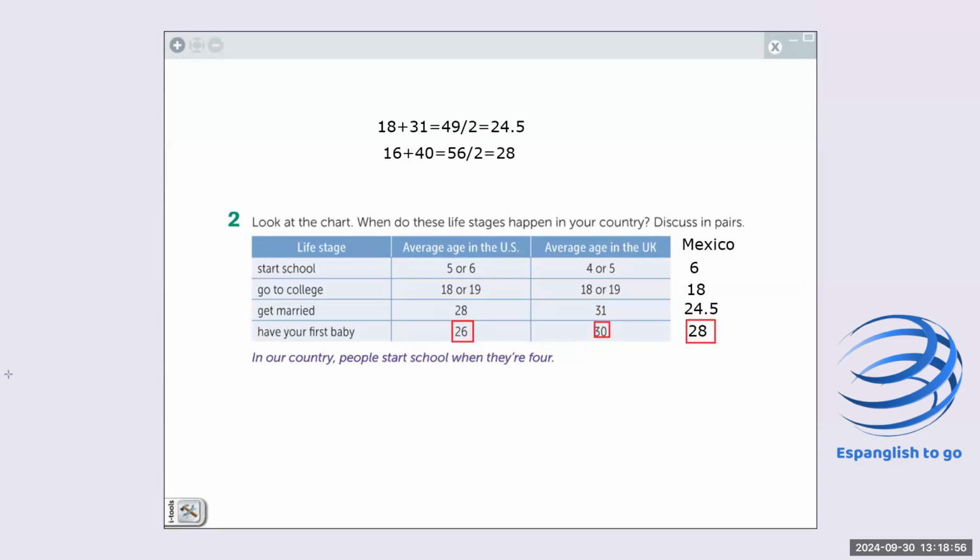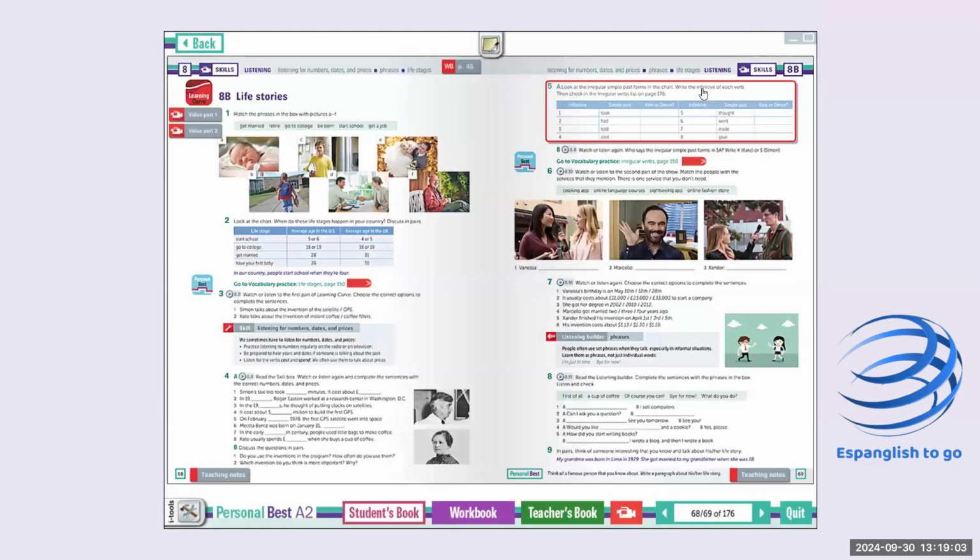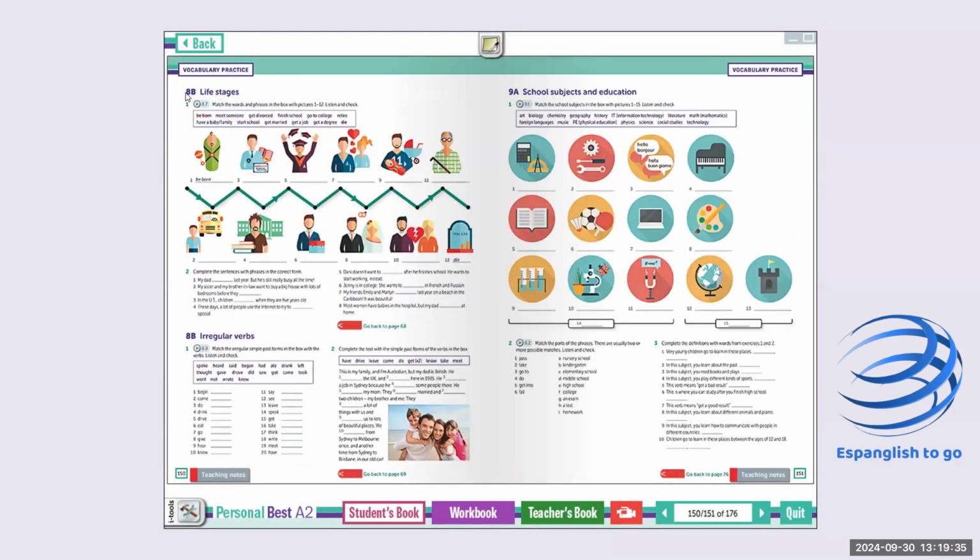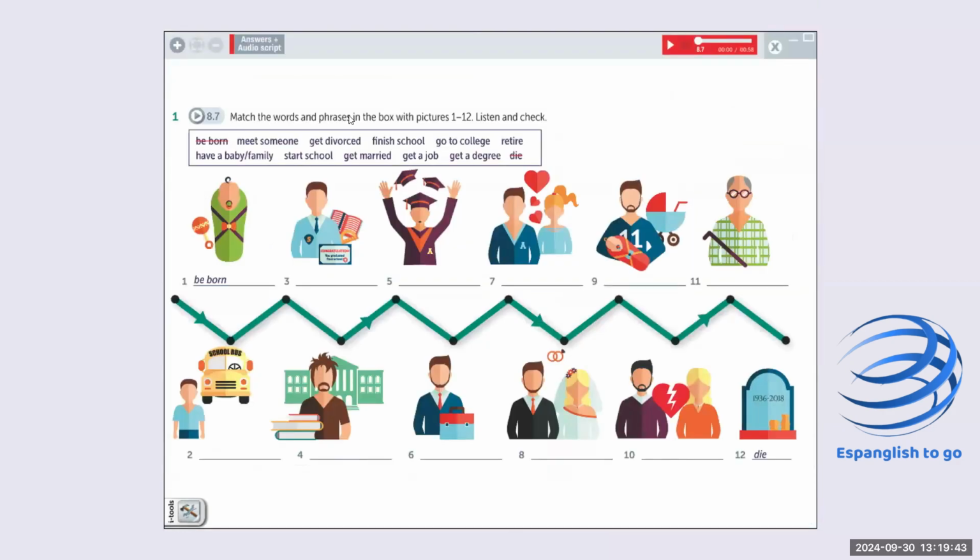Okay, perfect. Very good. Now, let's continue. We have to go to the vocabulary practice activity page 150. So we have 8B, life stages. Match the words and phrases in the box with the pictures. So remember, number 1, be born. Number 2, very easy, we said this, start school.